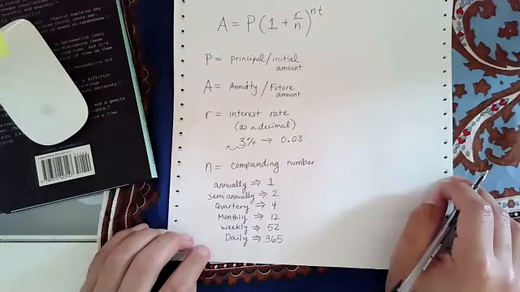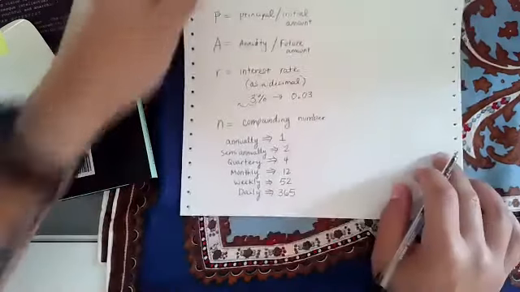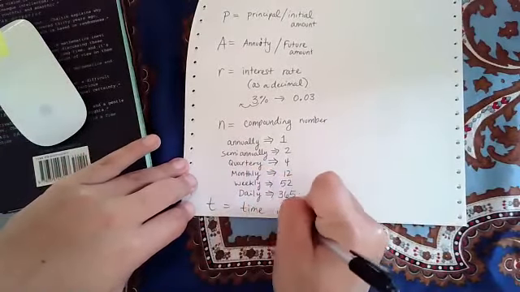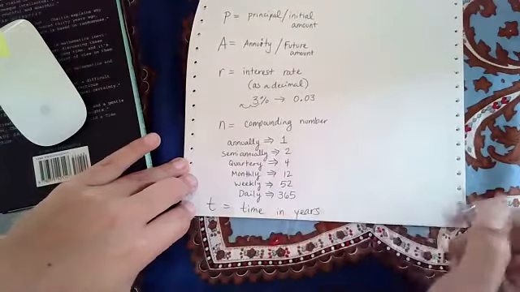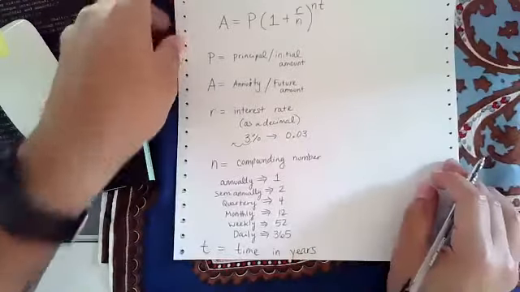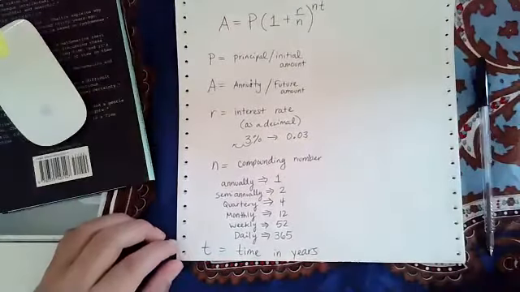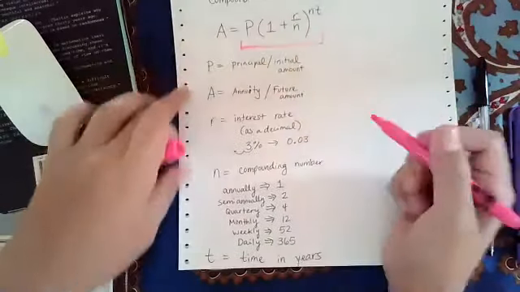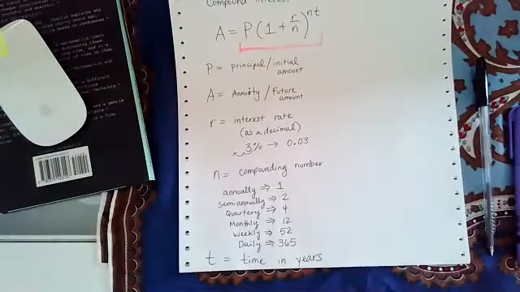So does that cover all of our variables? No. We still need T. T is time in years. Okay. So as long as we have everything on the right-hand side of the equation, we can find the future amount.